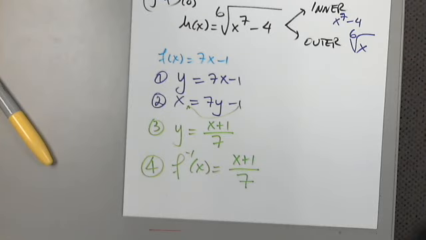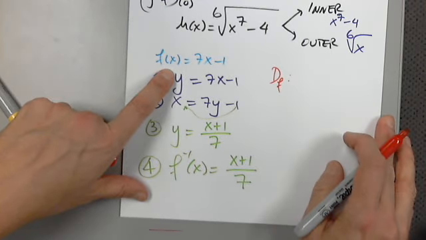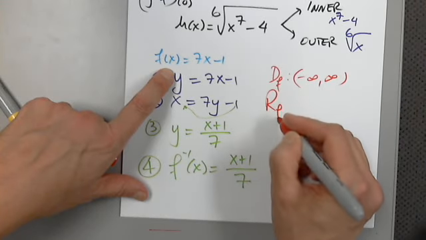They're also asking us to find the domain and range for both. Well, they're both lines. So what will you say about the domain of F? Real numbers. Very good. What will you say about the range of F?